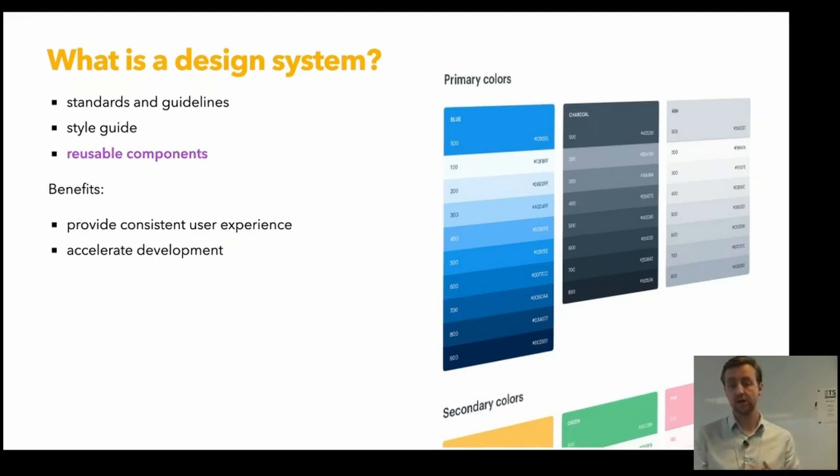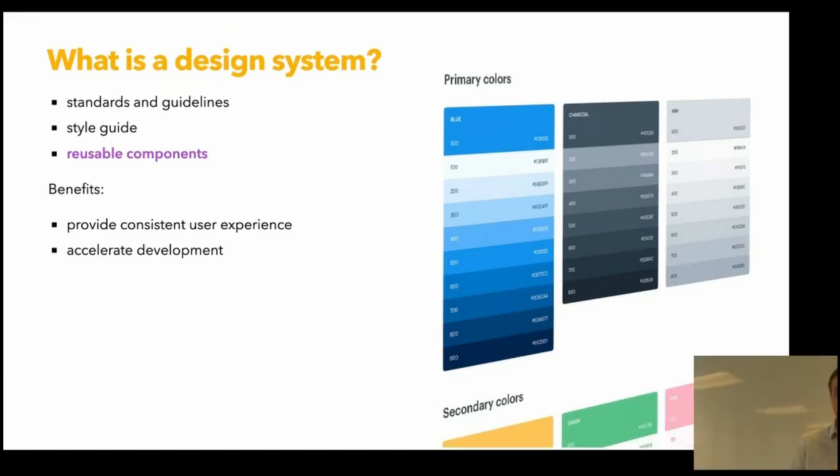After that you have the style guide, which is just typography, color, spacing, all these kinds of things. It's also now called the reference tokens in the Figma world. And the third part is reusable components, which is the part we're going to talk about mostly today.